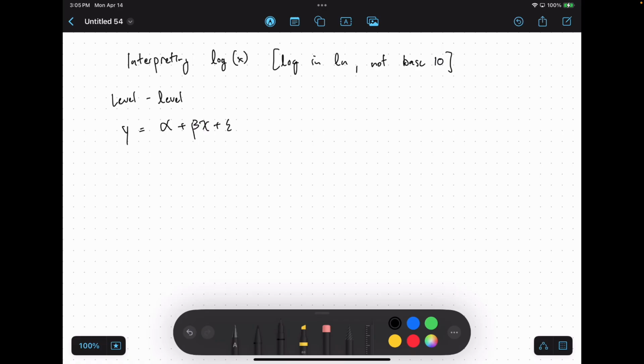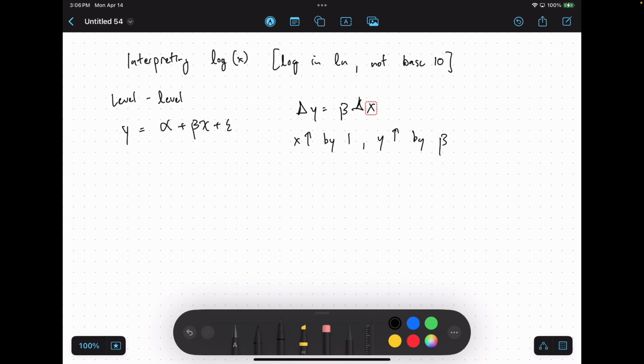So who can help me out here? If I change x by 1 unit, I would expect y to change by how much? Beta, exactly, right? So beta is the slope. So delta y is equal to beta times delta x. So x goes up by 1, y goes up by beta. Okay? Hopefully this is all making sense. We've talked about this many times.